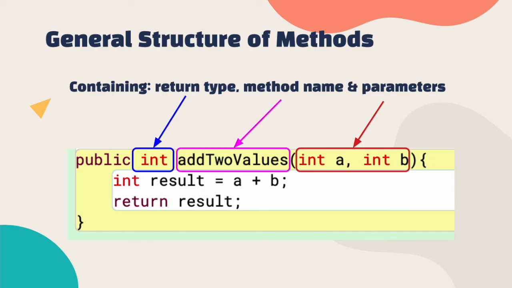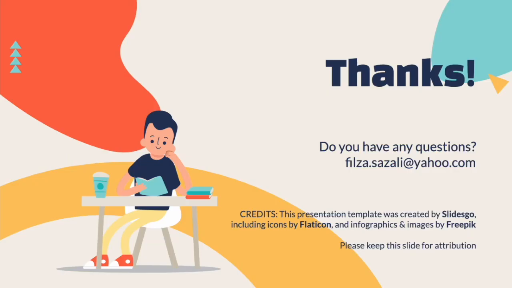So this is just the general structure of methods, and there are other ways of doing methods, such as methods with no return type or methods with no parameters. All of those methods you will learn and discover more in the next lesson. All right, so that is all for today's lesson. If you have any questions, just let me know. All right, thank you.